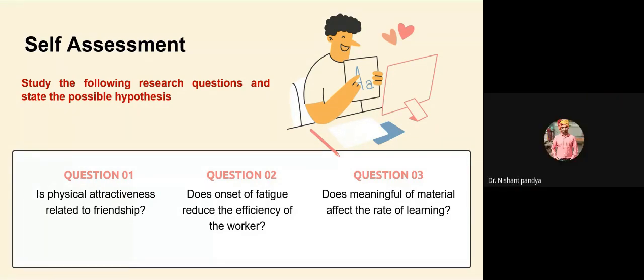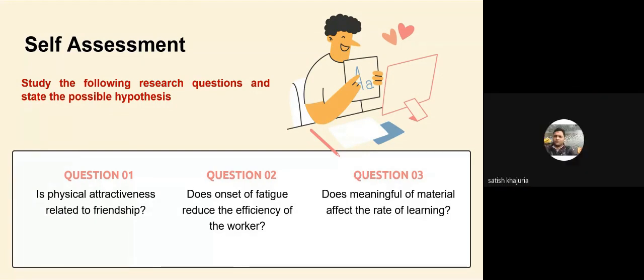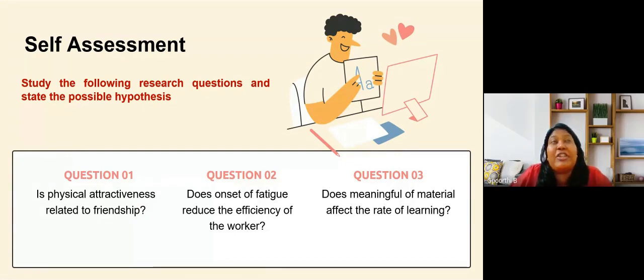Onset of fatigue of workers affects work efficiency. Grammatically a little haywire, but I understood your point. Okay, great. Anybody else? Fatigue leads to inefficiency in work. Okay, good.